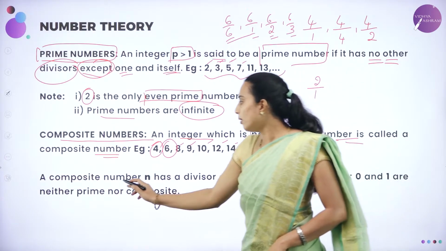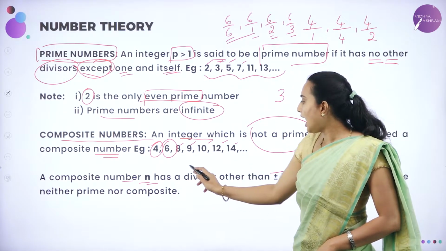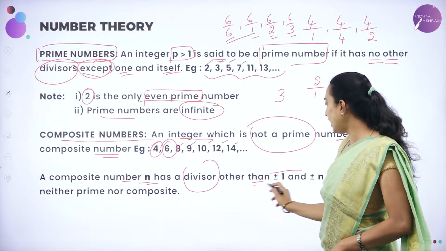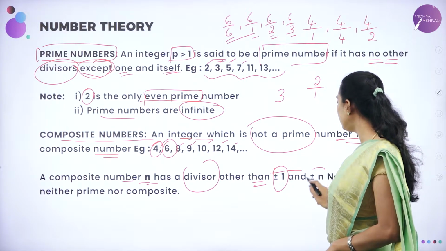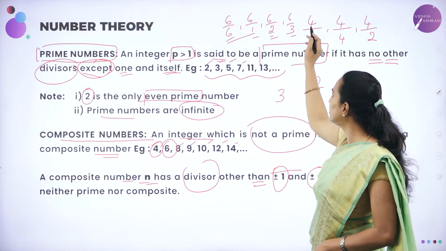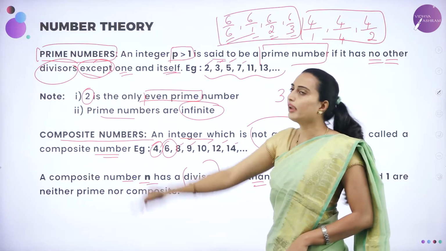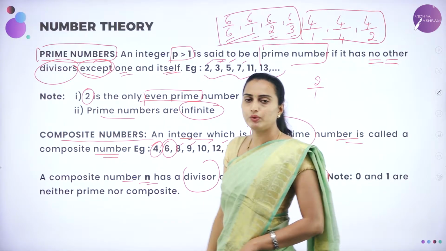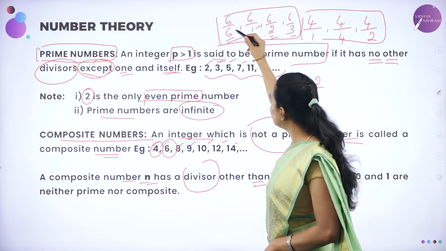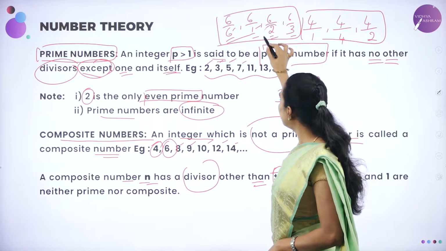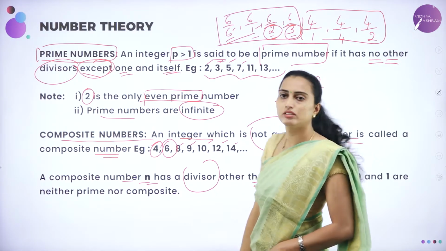A composite number n has a divisor other than plus or minus 1 and plus or minus n. As I told you, you can take these two as examples. Other than plus or minus 1 and the number itself, it also has 2, and it has 3, isn't it?